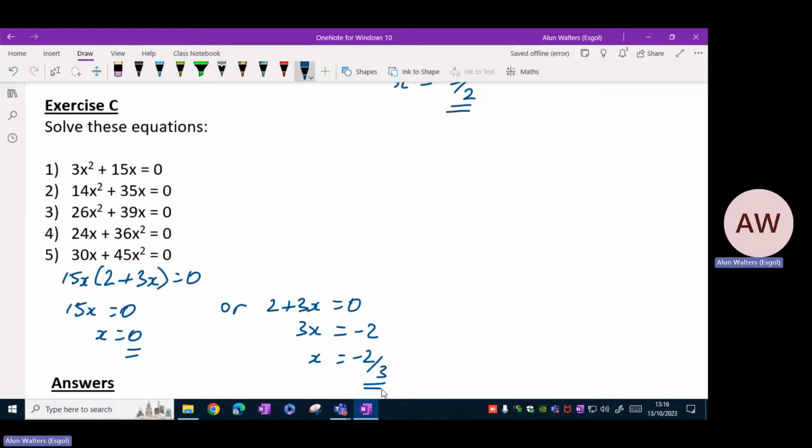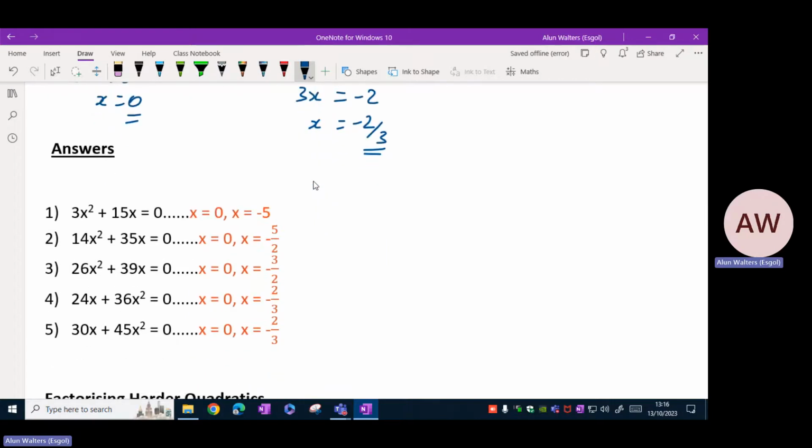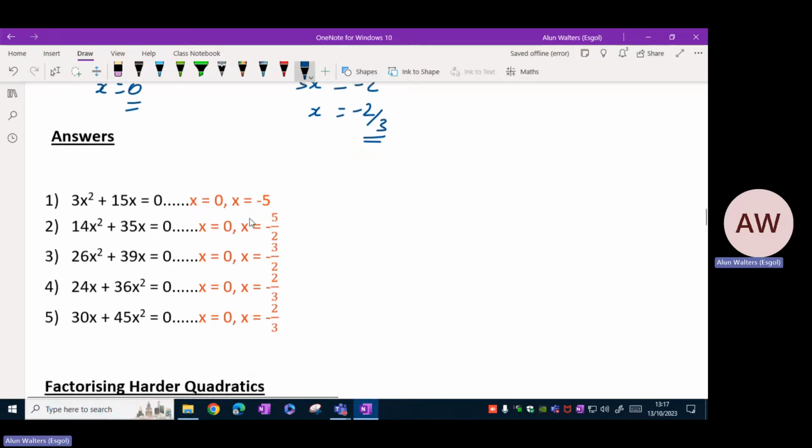Okay, so I'll show you the answers to all of those. There are the solutions to factorizing and solving those equations. If you need to correct anything, take your time and try and correct them. Definitely pause the screen, but if you're ready to move on, let's have a look at this.